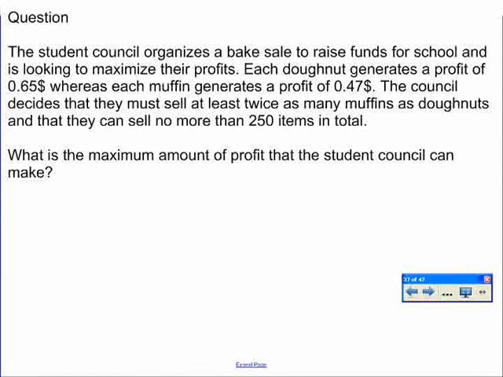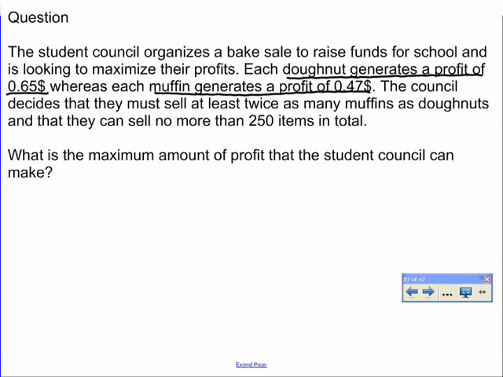Now, before we start to attack this problem, we need to figure out what type of information is being given to us. Well, we're told that each donut generates a profit of 65 cents, whereas each muffin generates a profit of 47 cents. So already we have some information there about profits for the items that we're talking about. Then it says that the council decides that they must sell at least twice as many muffins as donuts, and that they can sell no more than 250 items in total. Those are sentences that are telling us information about inequalities that we're going to deal with later on.